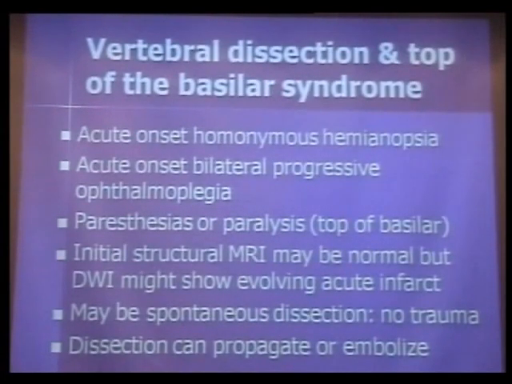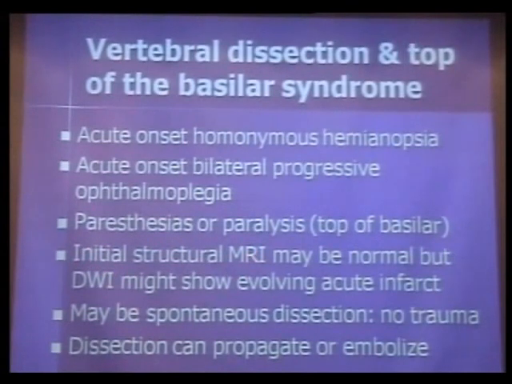And I just want to end with vertebral artery dissection. Vertebral artery dissection can lead to thromboembolic disease at the top of the basilar. And they can present with acute homonymous hemianopsia from PCA involvement or a bilateral and progressive ophthalmoplegia. Typically, by the time it reaches the top of the basilar, they have other brainstem syndromes, paresthesia, paralysis, etc. But the thing that I want to mention to you is the initial MR may be normal, so structural MR may be normal, and the diffusion weighted image will show evolving infarct.